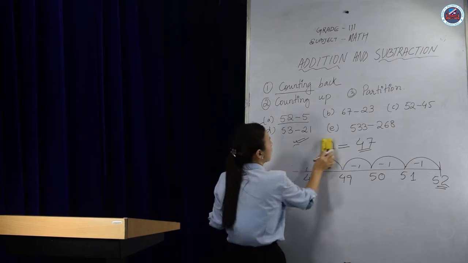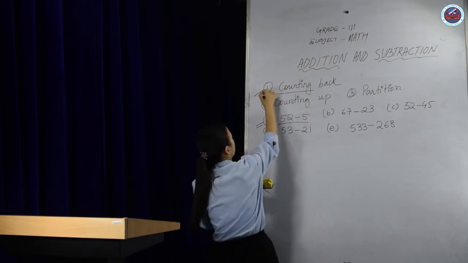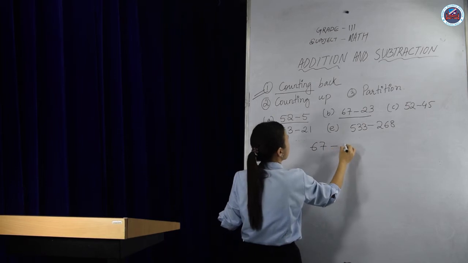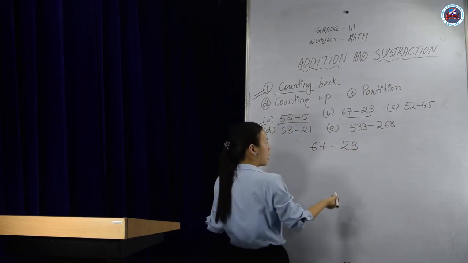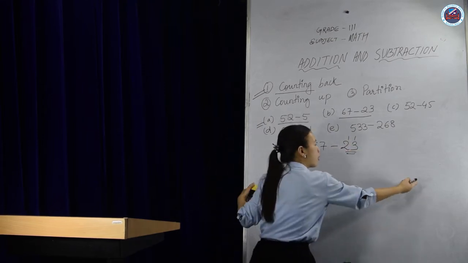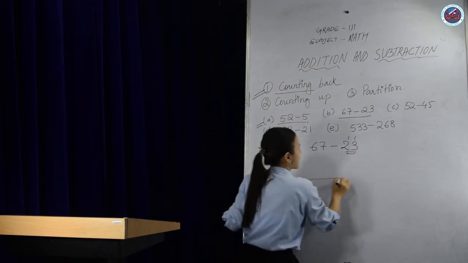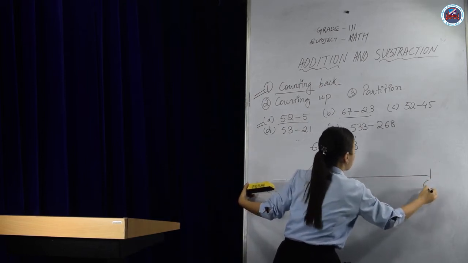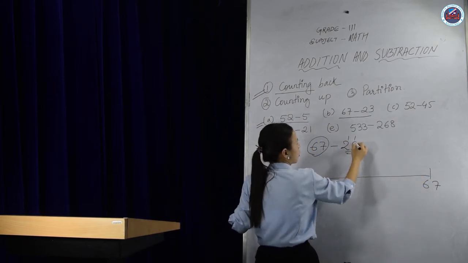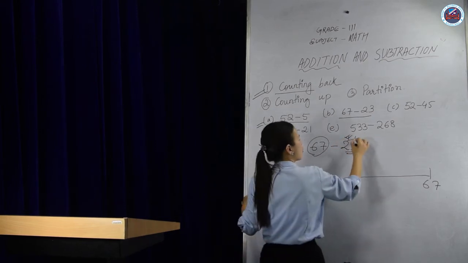Now let's go with the second question. We're going to use the same strategy, same method, that is 67 minus 23. Now this time, this 23 is a 2 digit number. So we're going to count back in the tens first, and then we will go for the ones. So it says counting back, so we'll start from the back, that is 67. So this 20, that is 2 in the tens, so we have 2 tens.